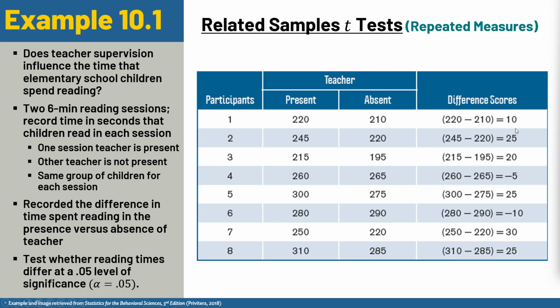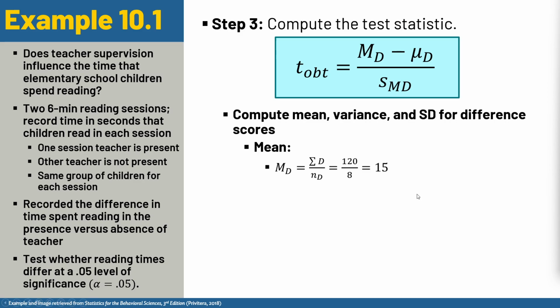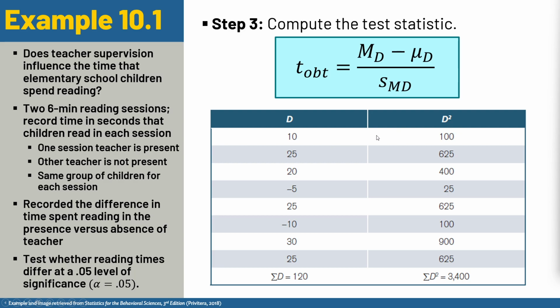Right, so here are different scores. We're going to be using these values to inform this here. We'll sum all those up and we'll get a score of 120. We had a total of 8 participants, or 8 different scores that we were assessing. We'll get a mean of 15. In other words, this is the mean difference score, the mean of the actual differences.